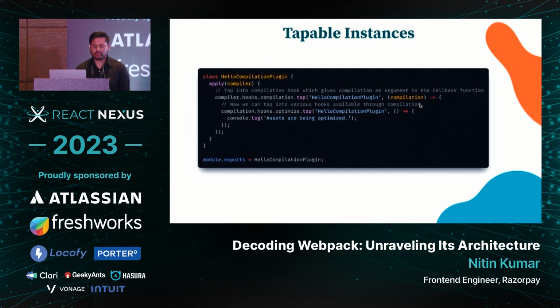In code, it will look something like this. We have a hello compilation plugin, and you can see that we first tap into the compilation hook by compiler.hooks.compilation.tap, then the plugin name. This compilation hook accepts a compilation property, which exposes the other hooks. So we can tap into various hooks like compilation.hooks.optimize, and then we can do anything with those assets. Here we are just console logging assets are being optimized.